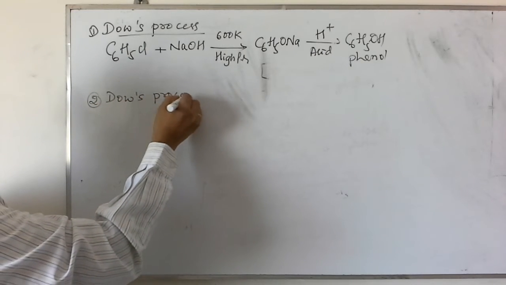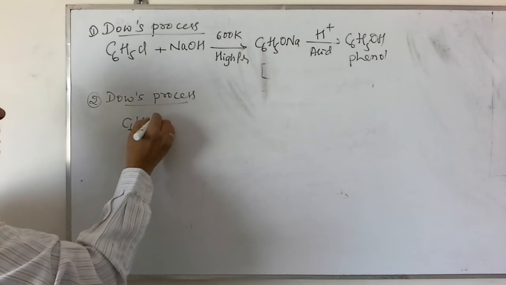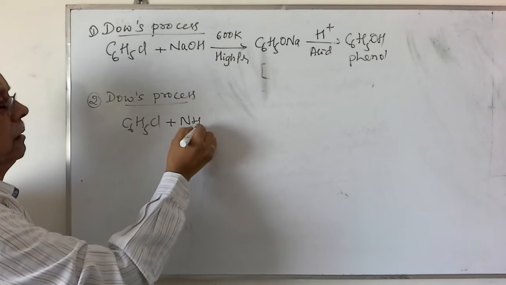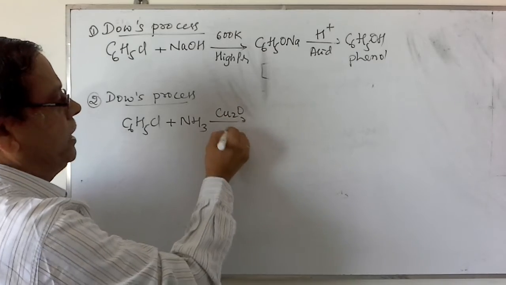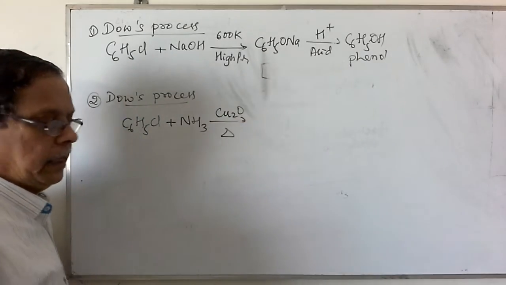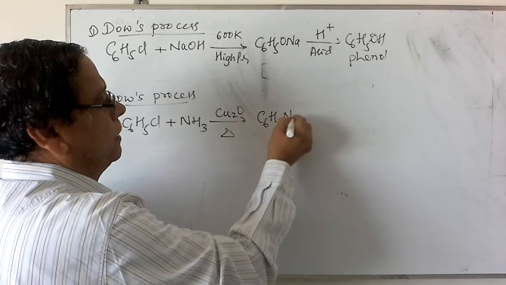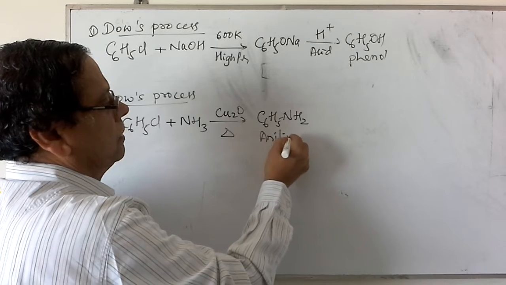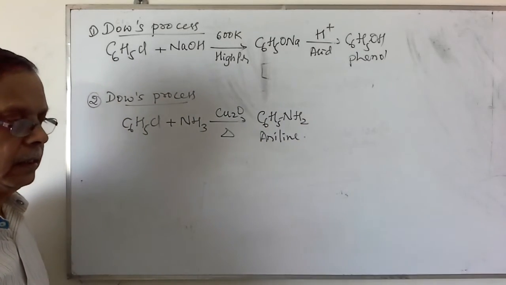Similarly, one more Dow process is there. In this one, when we react this C6H5Cl, chlorobenzene, with ammonia in presence of cuprous oxide and heat, it will give rise to C6H5NH2. This is aniline or phenylamine or aminobenzene.